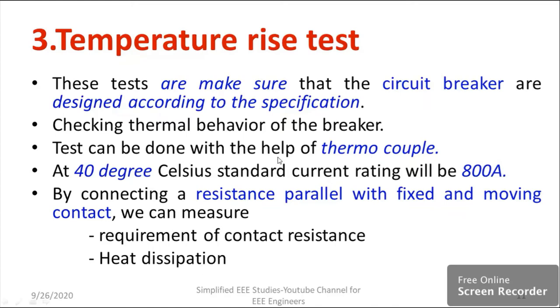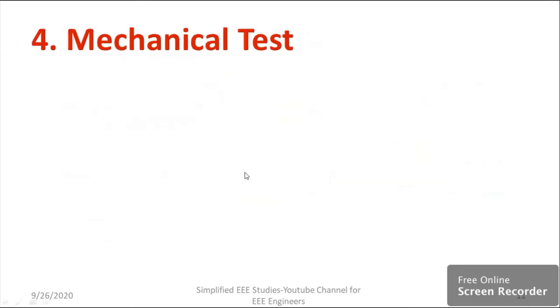However, mainly we are concentrating on whether the circuit breaker can operate with a definite amount of temperature or not. What is the thermal behavior? For that, you can use a thermocouple, and by using the thermocouple you can make it out. Similarly, there is a standard protocol: at 40 degrees Celsius, the standard current rating will be 800 ampere. That you have to keep in your mind. So this is regarding the temperature rise test.